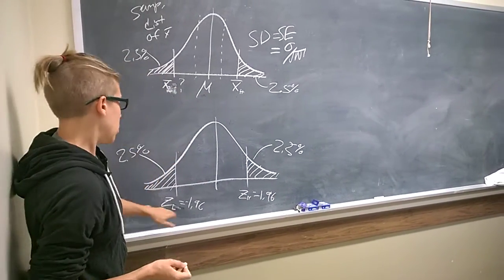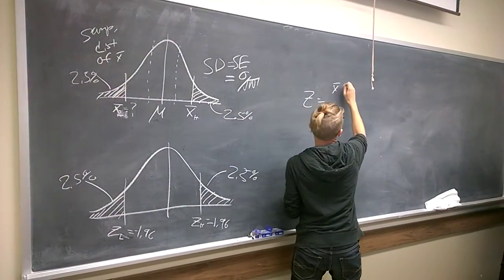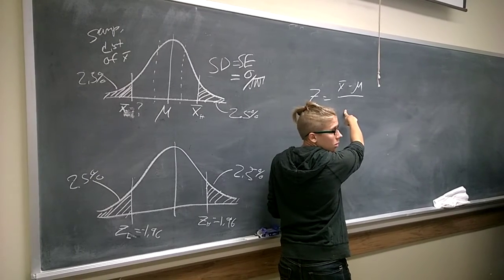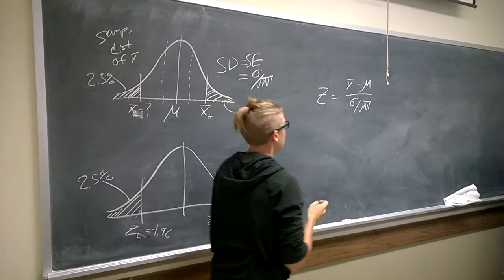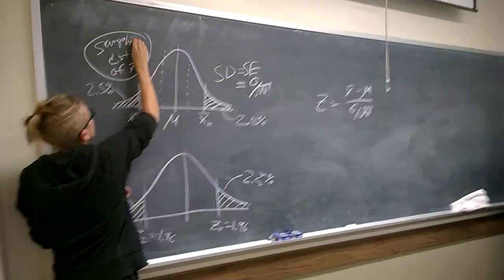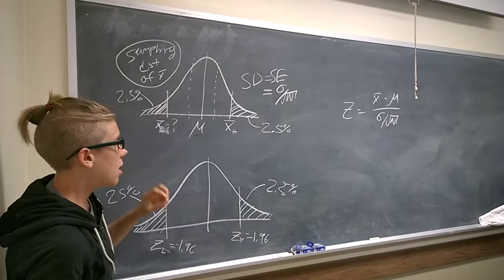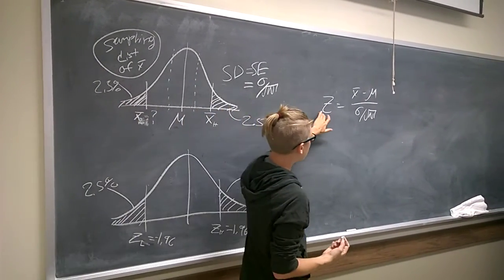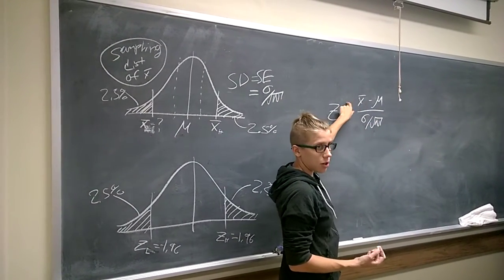All right, great. So we have a Z value. We know that Z equals X bar minus mu over, what goes on the bottom? Standard error, so sigma divided by square root of n, and that's because we're dealing with the sampling distribution of the mean. So we know Z, we know mu, we know sigma, we know n. We just need to solve for X bar.